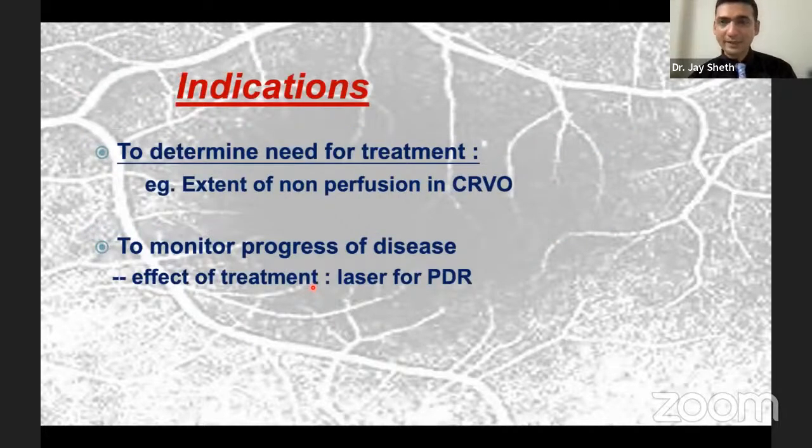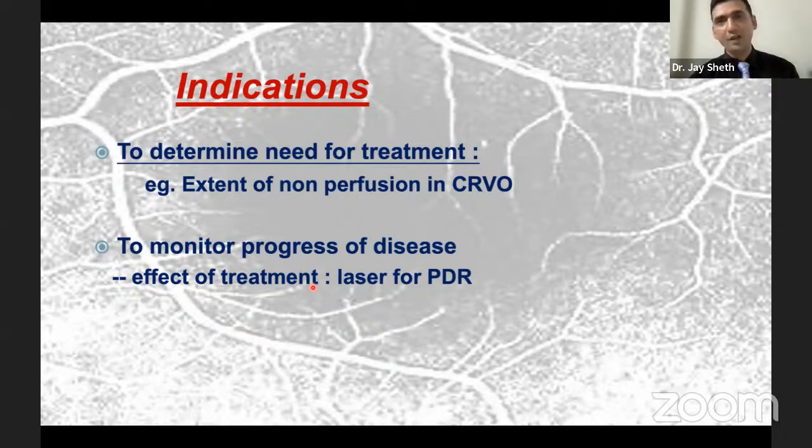Next is to determine the need for treatment. Sometimes we may get confused about whether the patient has severe NPDR or early proliferative diabetic retinopathy changes. In these patients, we do a fluorescein angiography to confirm the presence of neovascularization, and then we look at the area or extent of ischemia, and maybe even do a targeted panretinal photocoagulation to that area, and at the same time monitor the progress of the disease.